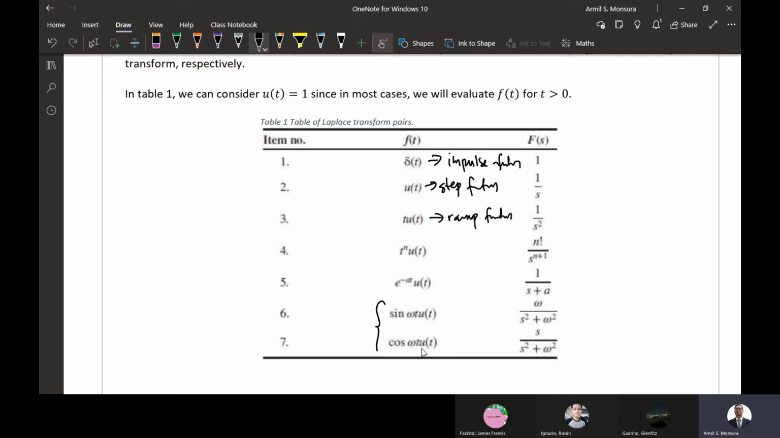Yung mga signals na yan, these are actually important signals in the analysis and design of your control system kasi more often than not, yung signals na gagamitin natin would fall in any of these 7. Although, hindi natin masyadong gagamitin itong impulse function in our case. Also, lahat ng signals nyo from 2 to 7 are written as a product of the function and the step function.